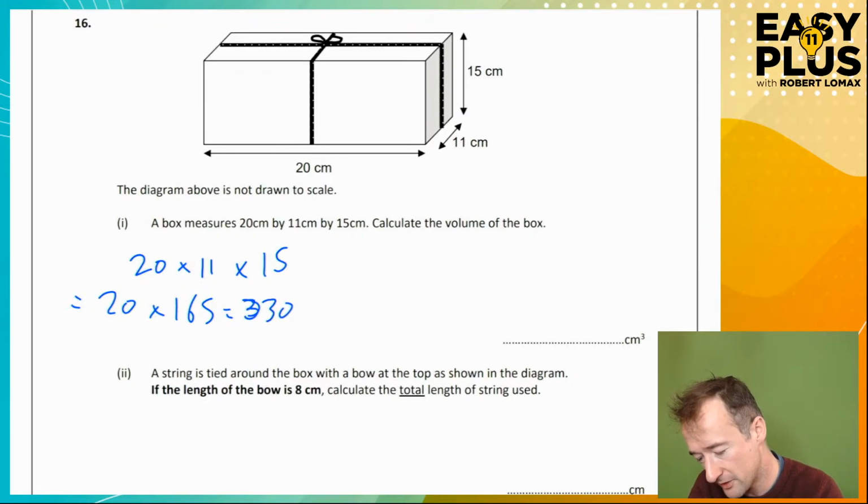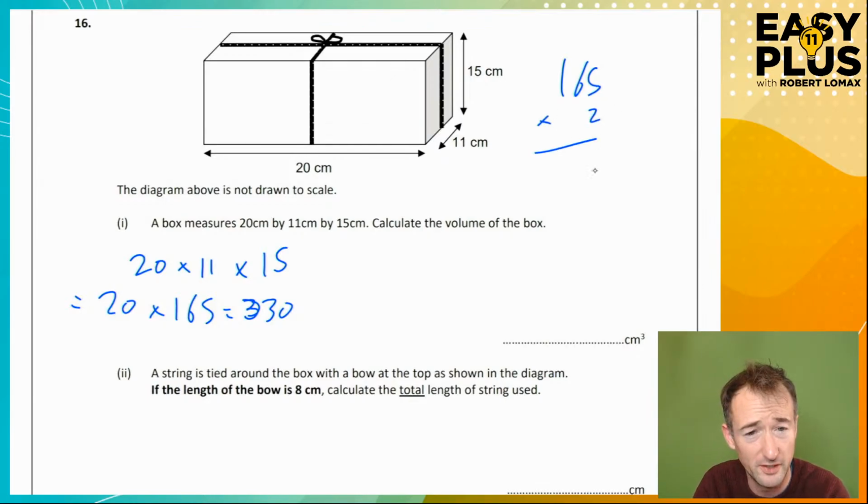Look, there is absolutely no shame in doing 165 times 2. And in fact, it might be worth doing that when you're under exam pressure in order to avoid making mistakes, because that way you can just be confident of it. So we do 2 times 5 is 10, 2 times 6 is 12, plus 1, 13, 2 times 1 is 2, plus 1, so we've got 330, okay? It's really quick, there's no shame in doing that.